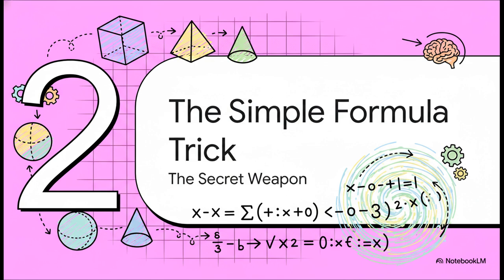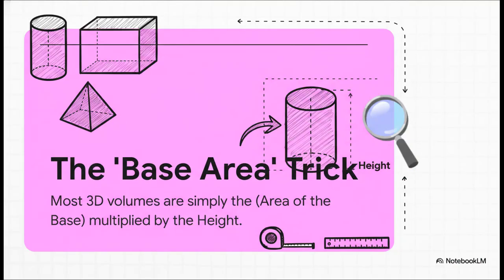Well, it's time to reveal the secret weapon. This isn't about memorizing harder. It's about understanding smarter. There's one single idea that connects almost every single one of these formulas. And here it is, the base area trick. This is it. This is the key. For most 3D shapes, the volume is just the area of the base times the height. That's it. It's really that simple. Stop trying to memorize a dozen formulas and just get this one core idea.